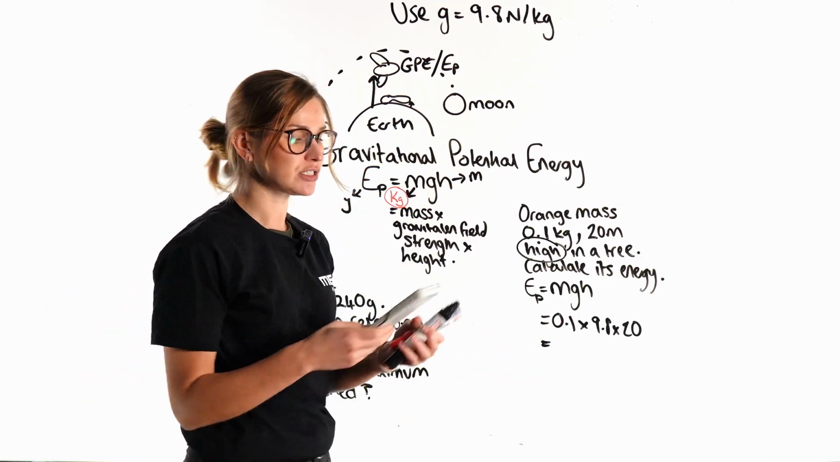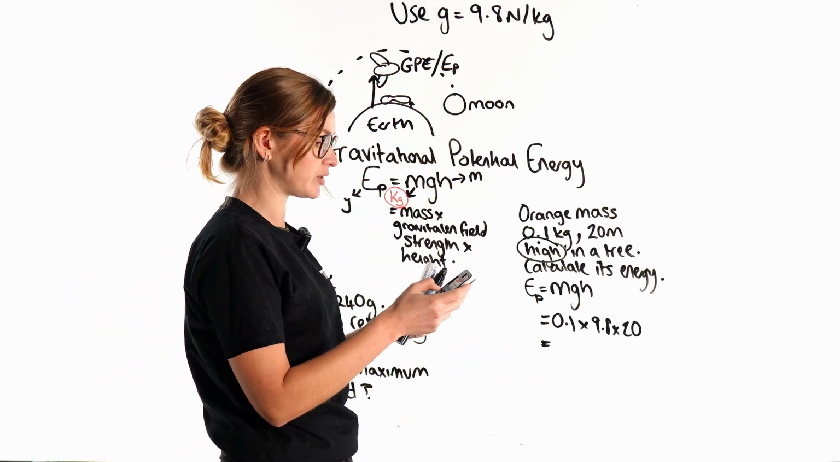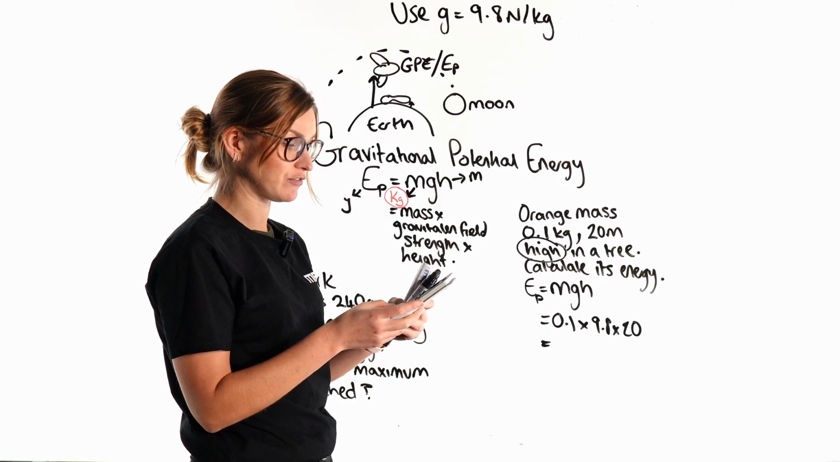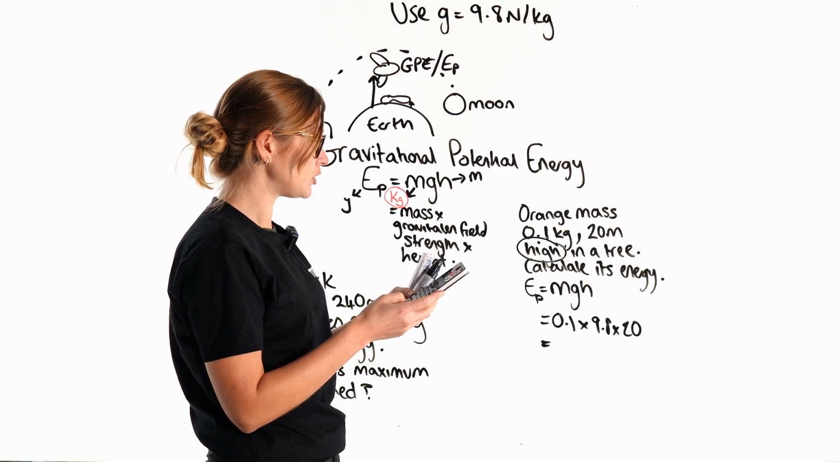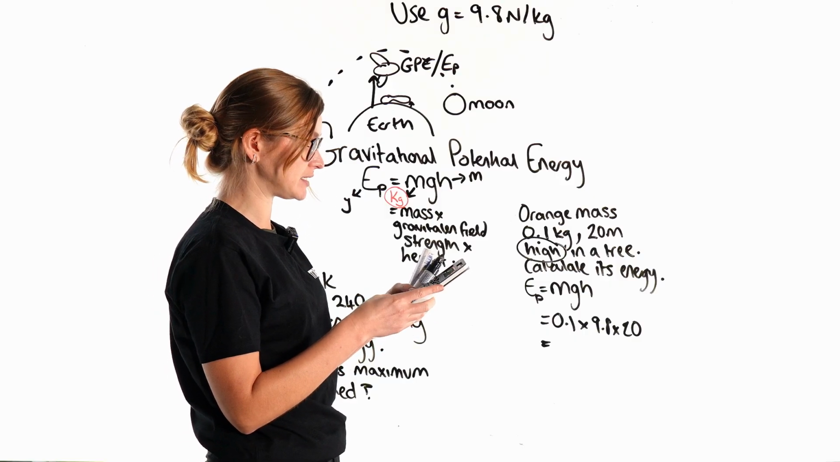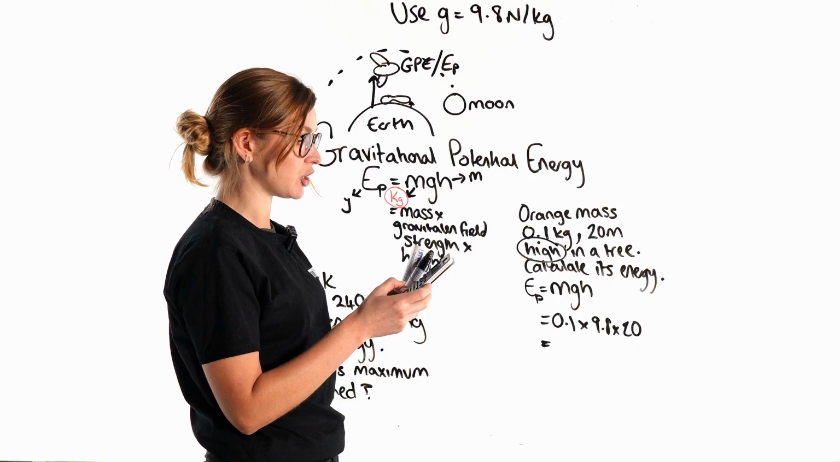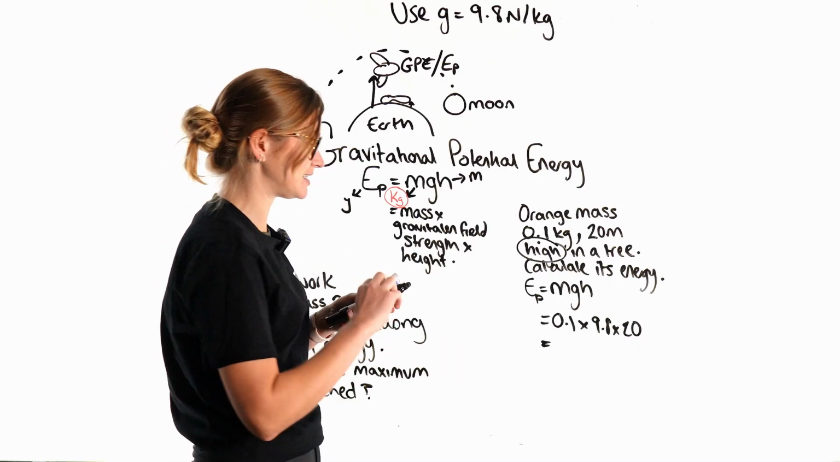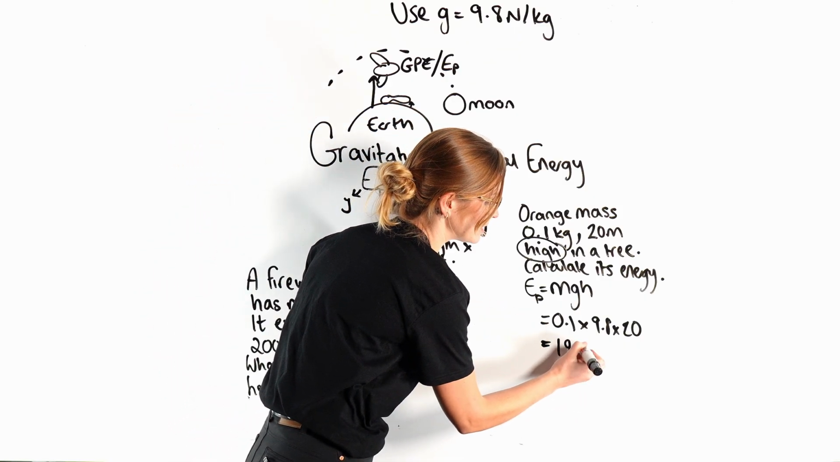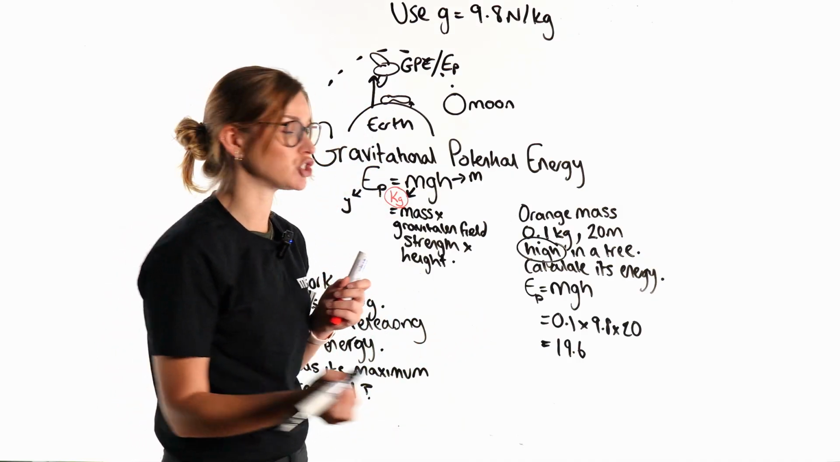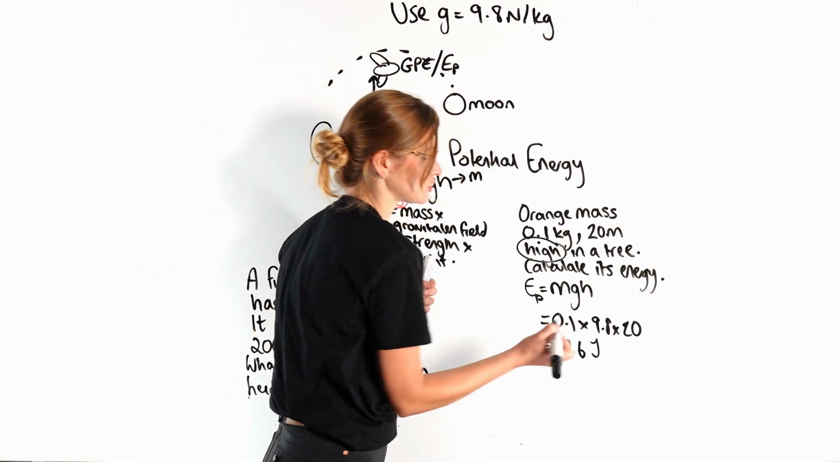So in your calculators, what you do then is we're going to do 9.8. Remember, you always have a calculator in physics. 9.8 multiplied by 20 multiplied by 0.1 gives us a gravitational potential energy of 19.6. So 19.6, and then energy is always measured in joules. Always measured in joules. Okay.